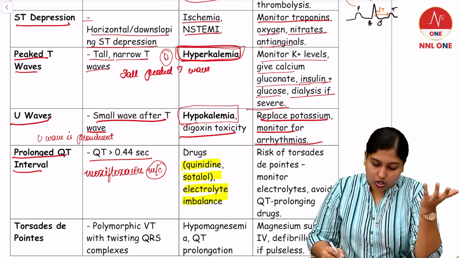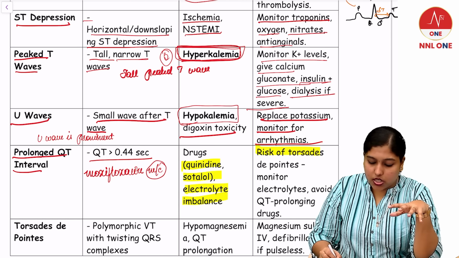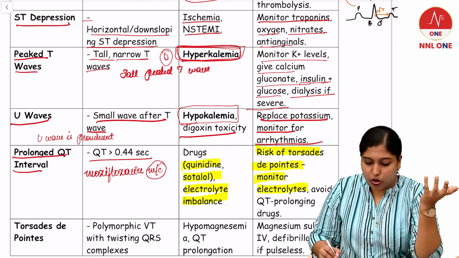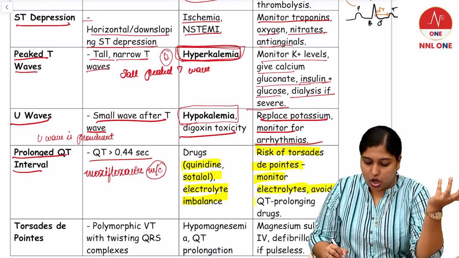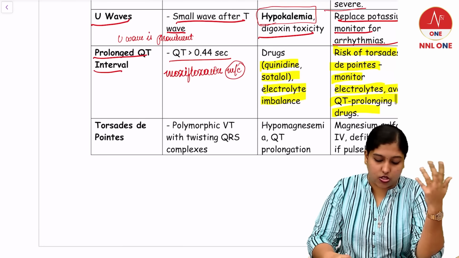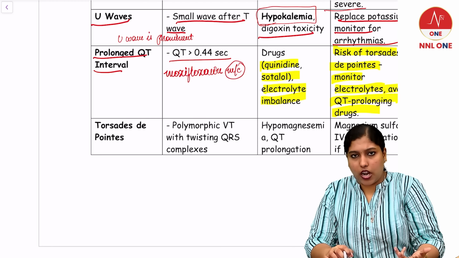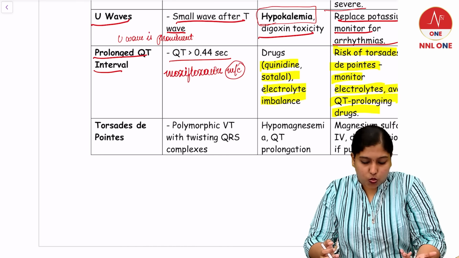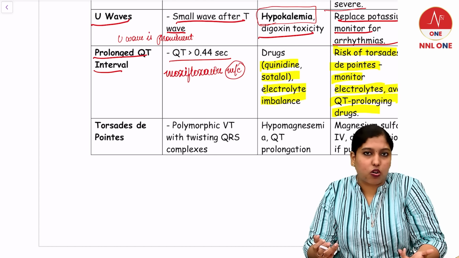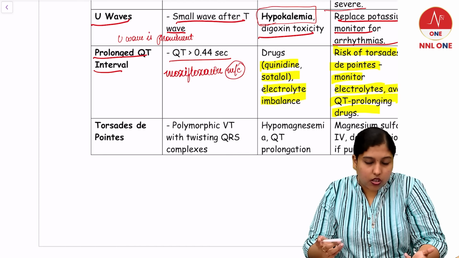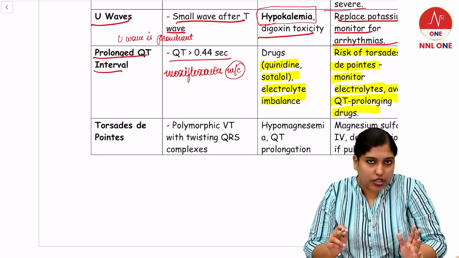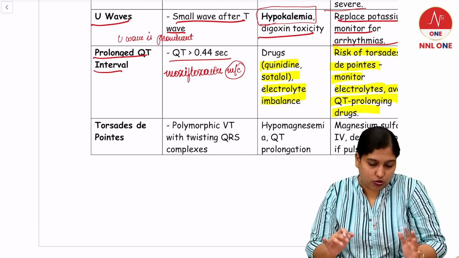It's very important: QT prolongation carries the risk of torsades de pointes. So you have to monitor the electrolytes, especially magnesium, and avoid QT-prolonging drugs, which include moxifloxacin, quinidine, and class 1A and 1C antiarrhythmic drugs. These drugs cause prolonged QT interval, so you have to note it.